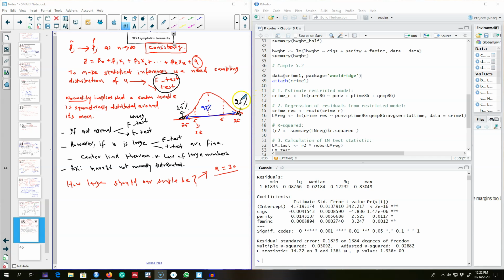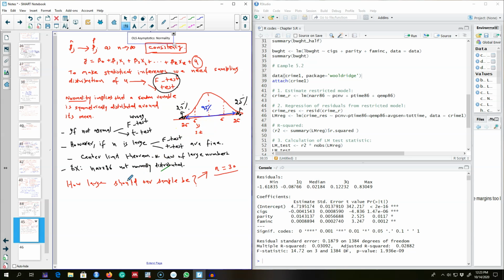Okay, so in the last video I talked about the property of normality when n goes to infinity, and I said that this property is essential to make statistical inferences so that we can use the F-test and t-test, because if our random variable is normal, then 95% of the observations will lie within 2 standard deviations of the mean value.